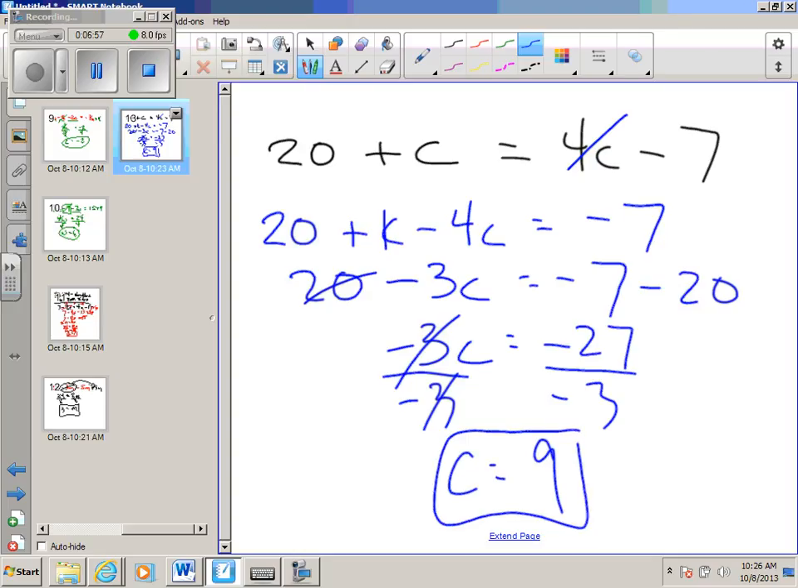Now, how many of you went the other route? Maybe you moved the C. You still got 9. So like I said, it doesn't matter what you move, as long as you do it correctly, you'll still end up with the right solution.